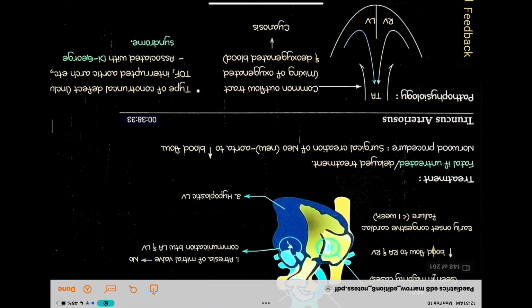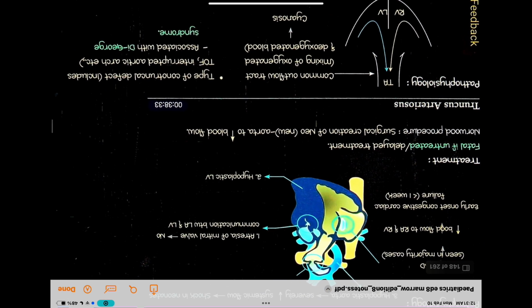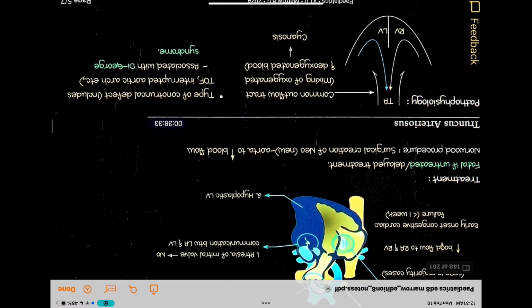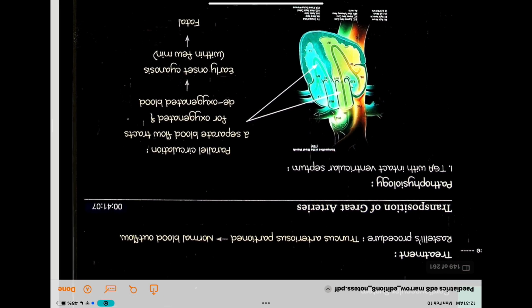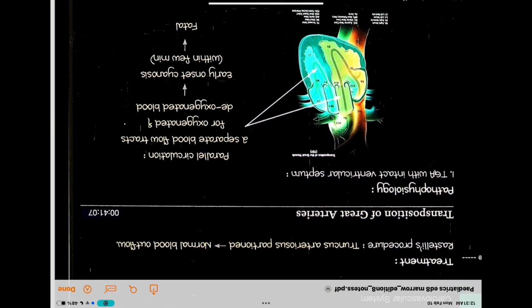Truncus arteriosus: common outflow tract, mixing of oxygenated and deoxygenated blood, and hence causes cyanosis. Types of conotruncal defects include TOF, tetralogy of Fallot, interrupted aortic arch, etc. Truncus arteriosus is associated with DiGeorge syndrome. Treatment: Rastelli's procedure, giving the patient normal blood outflow.